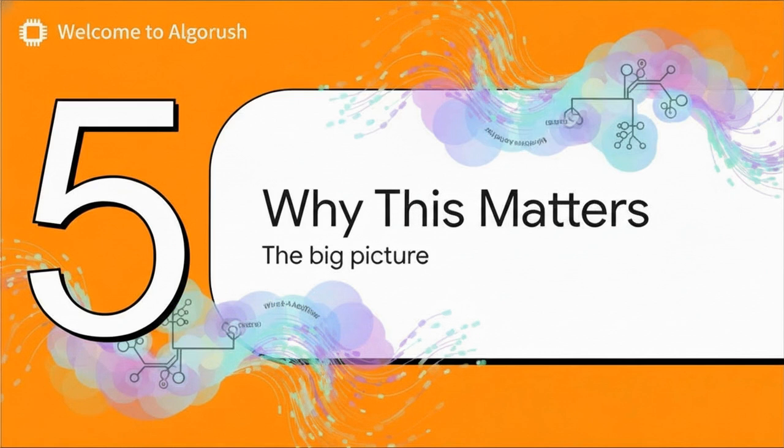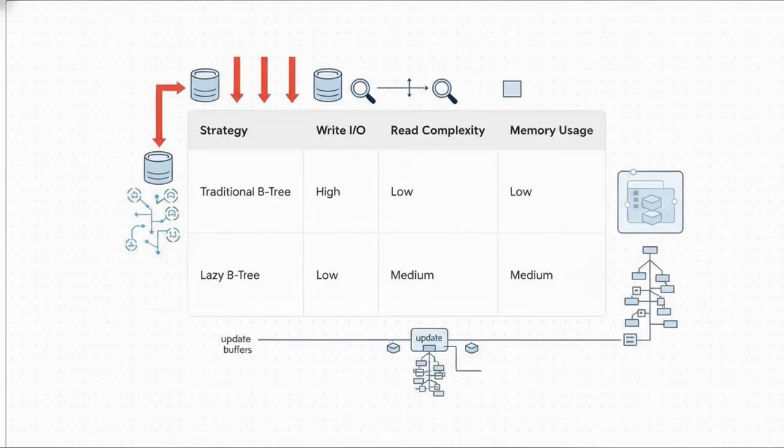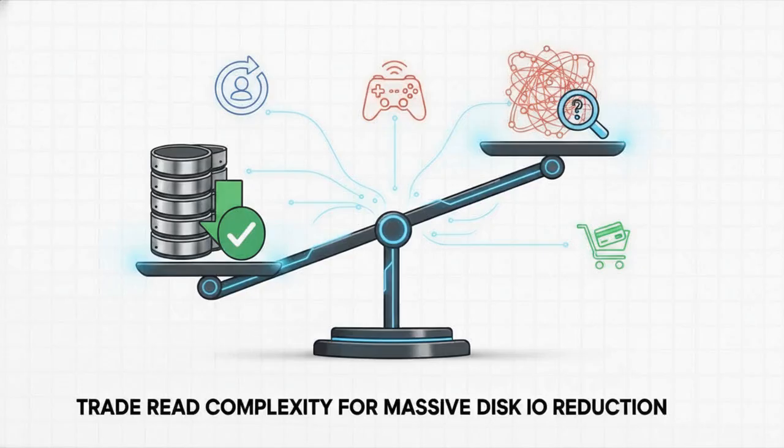All right, let's zoom out a bit. We've looked at a couple of specific techniques, but what's the fundamental idea here? And why is this so critical for the apps we use today? This table really lays it all out, doesn't it? A traditional B tree is simple. It's got low read complexity, low memory usage, but man, that write I/O is through the roof. Lazy B trees completely flip the script. We bring that write I/O way down, and we do it by accepting just a bit more complexity on our reads and using a little more memory for those buffers.